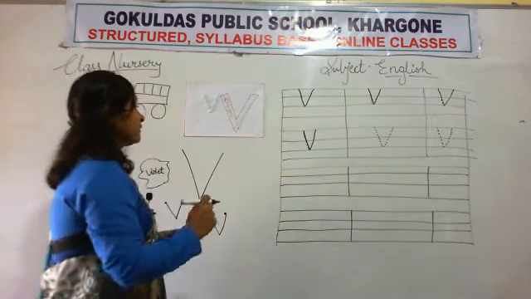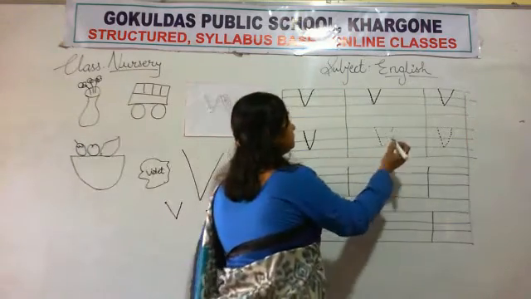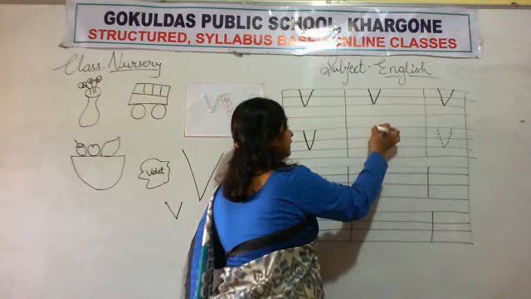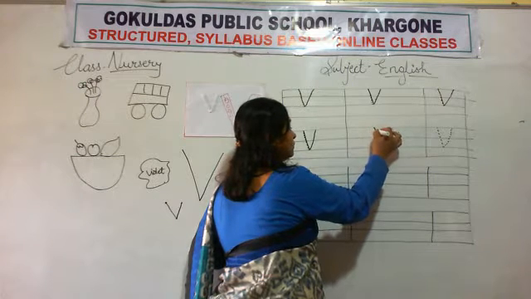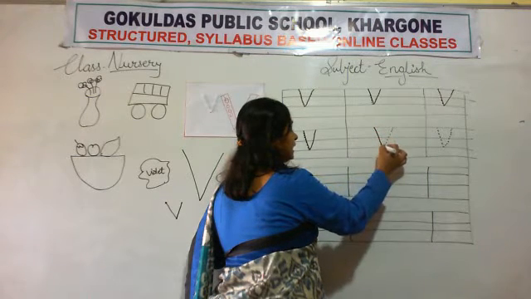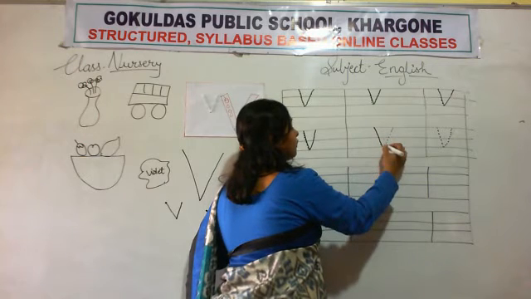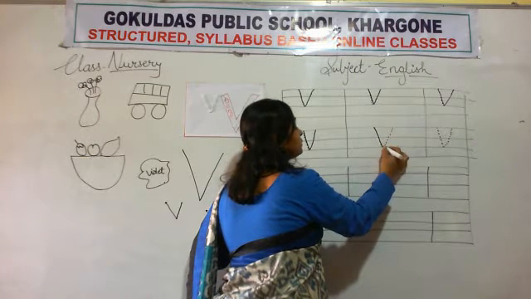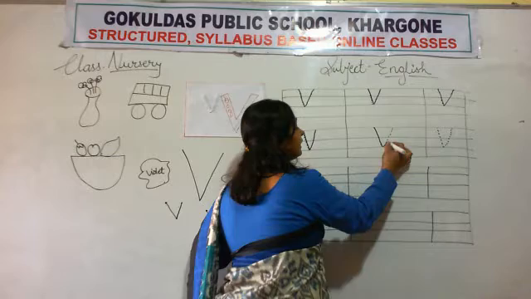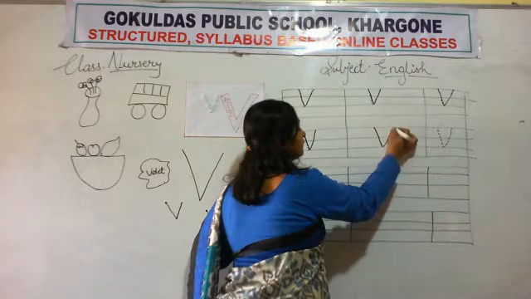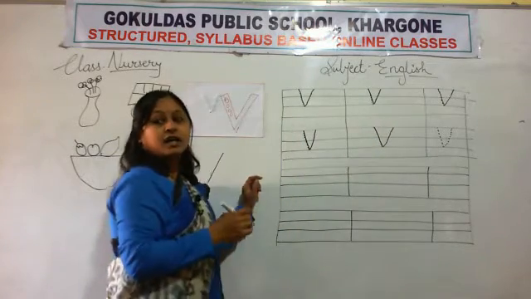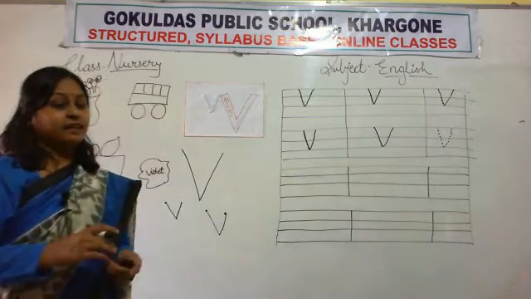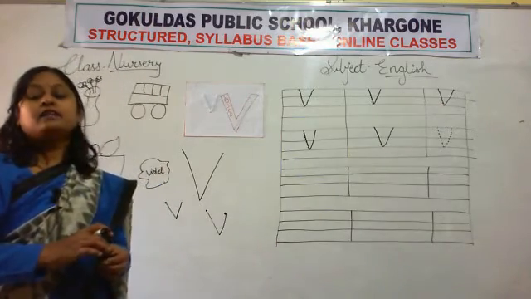Okay. Next again. We will start writing from upward to down, slanting line, and from down to up, slanting line. So which letter will form? Letter V.